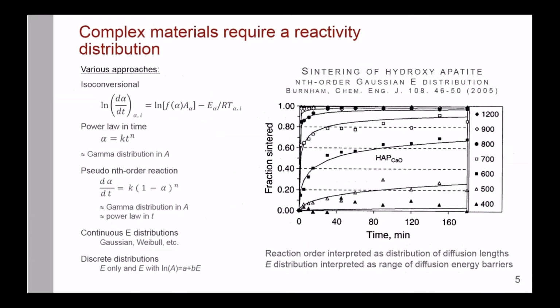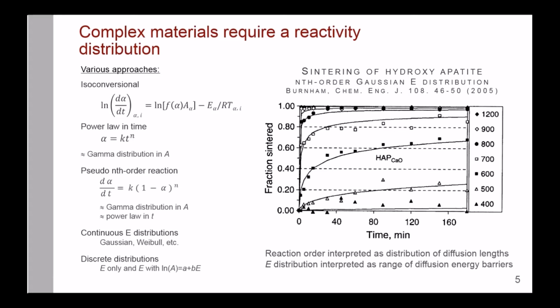The underlying issue is that Vitrinite is a complex organic material. There's not just one chemical reaction which is changing its reactivity. There's lots of chemical reactions, and they vary in their rate. And when you have a distribution of reactivity, you have to use a chemical reaction model which acknowledges that.